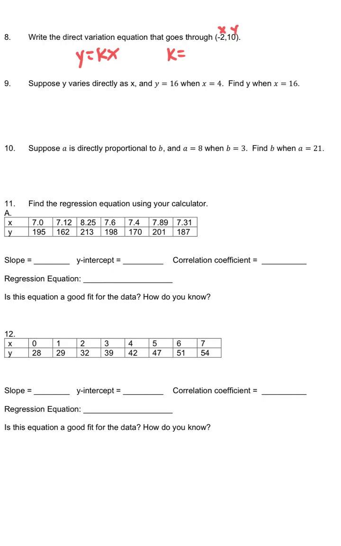So we have our x and our y. So our y is 10 over negative 2. So our k here is negative 5. So we would have y equals negative 5x. That would be our answer.